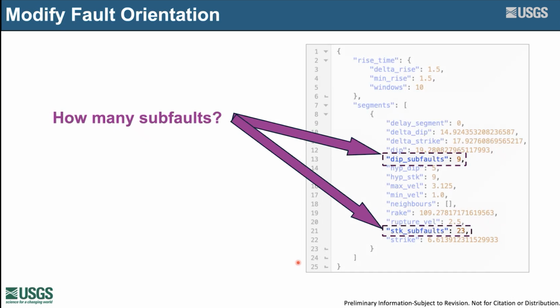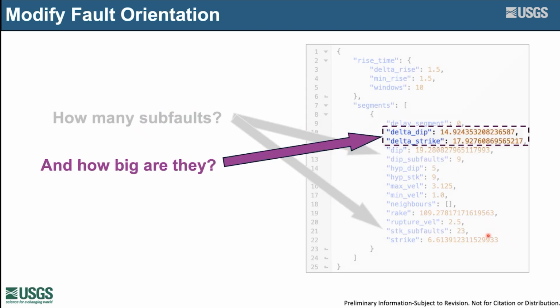Next, we see how many subfaults there are in each direction. So in this case, there are 9 rows of subfaults along dip and 23 columns of subfaults along strike for a total of 207 subfaults. The code is designed to aim for a number of subfaults in the low 200s in order to keep the inversion computationally feasible. So it'll determine how many and then assign how big those faults are in order to cover the area that it thinks the rupture will take.